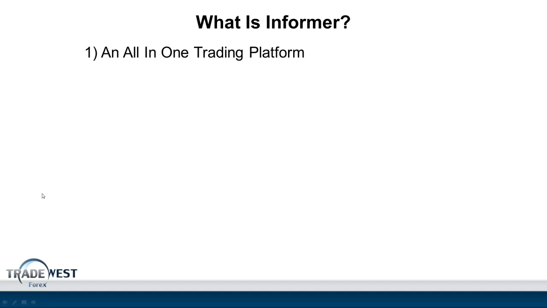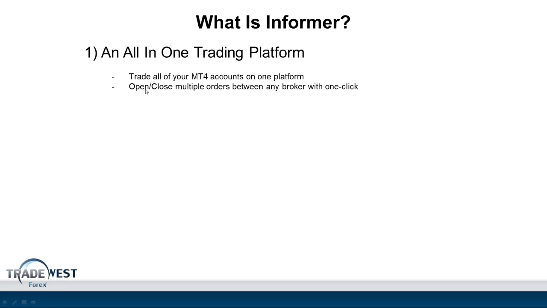So Informer is an all-in-one trading platform. What this means is you can trade all of your MT4 accounts on one platform, and soon we're hoping to have the ability to open it up to NinjaTrader and other trading platforms. So you don't have to be just MetaTrader, but for now it is just MetaTrader, and there's a lot of brokers that support that platform. So you'll be able to trade those without having your MetaTrader platforms up.